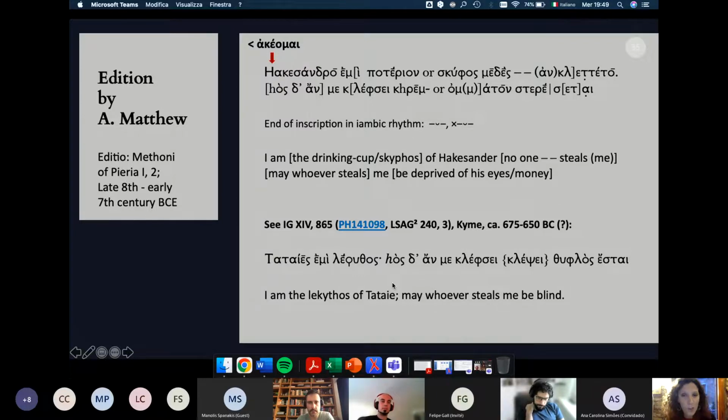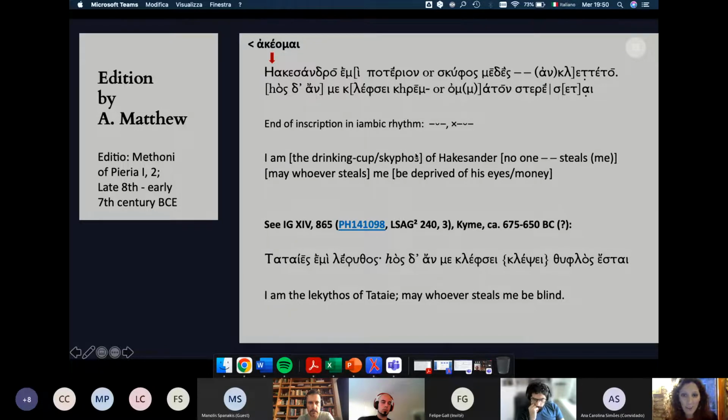So she, because Selekito, sorry. It is basically saying, I'm just threatening you, and I'm saying that if you steal me, you will be blind. But there are different inscriptions of the same typology, so it was kind of a topos in this period.